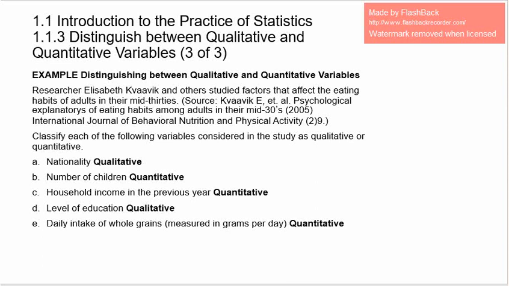Household income in the previous year. That is quantitative as well because we can count it. It could be 50,000, it could be 60,000, etc. The next variable is the level of education. That's a characteristic, so it's a qualitative variable.